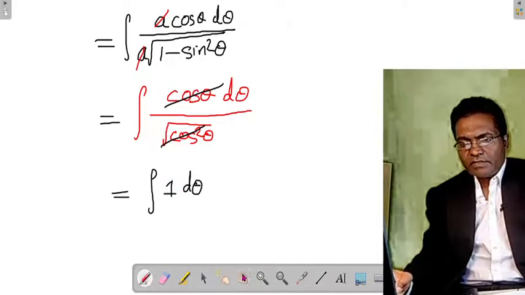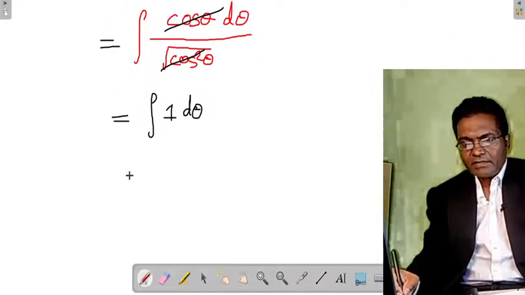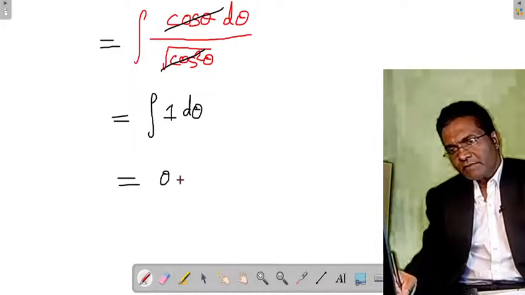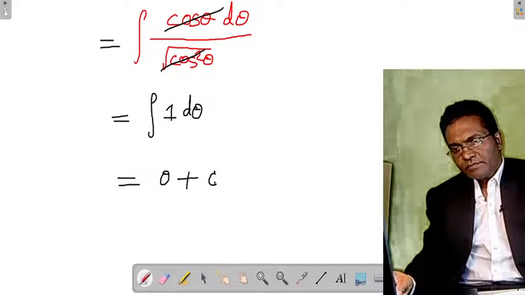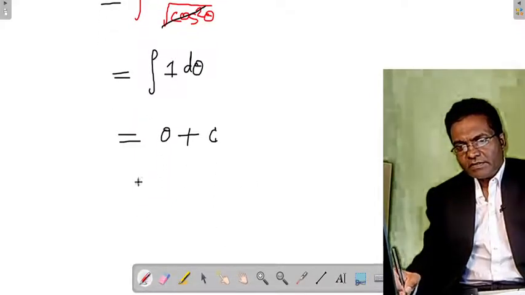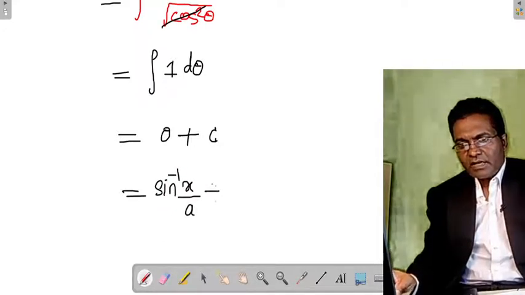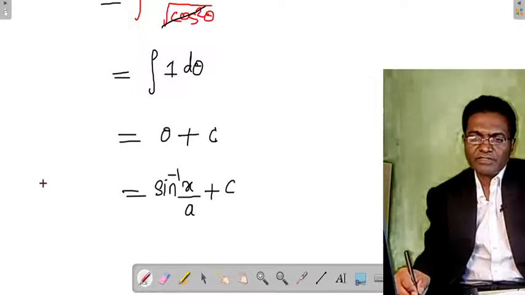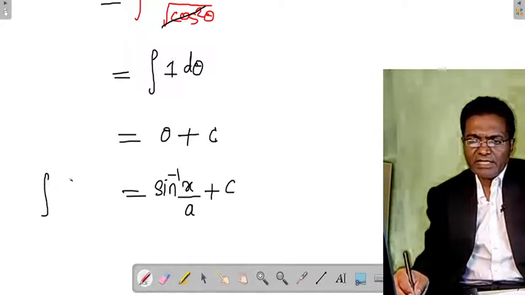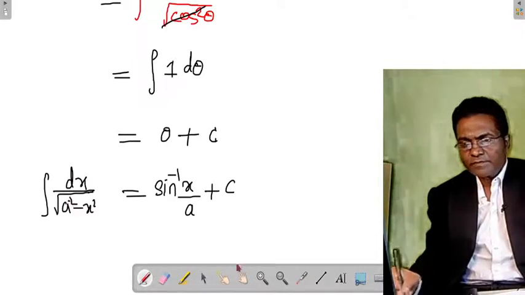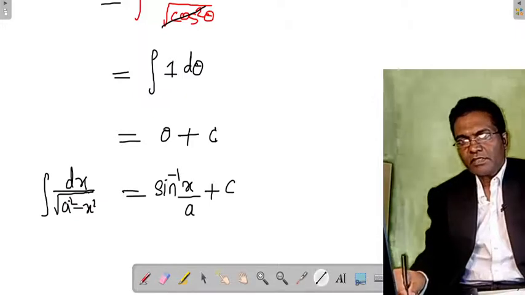Integration of 1 with respect to theta is theta plus c. So theta is your sin inverse x by a plus c. So please remember this: integration of dx by square root of a square minus x square is this much.